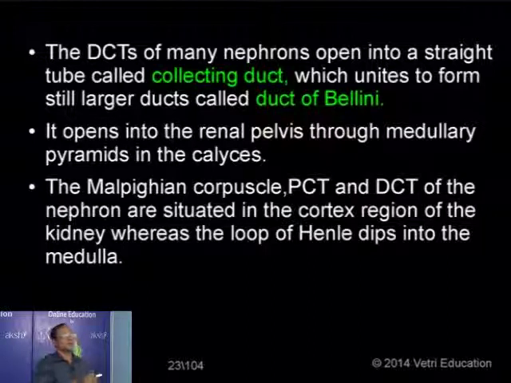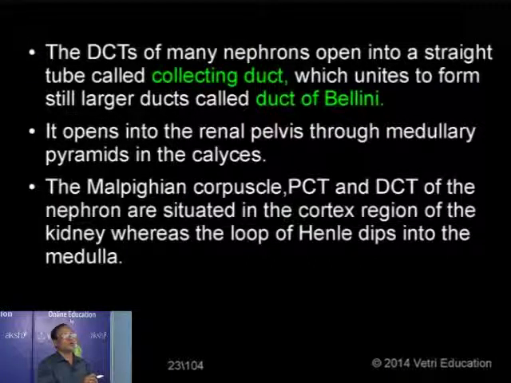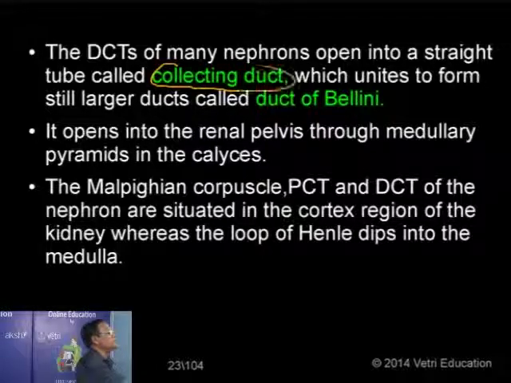So we have the last part of the nephron, what is actually called the collecting duct. The distal convoluted tubules of many nephrons open into a still larger duct, called the collecting duct or CD. It is present in the cortex and medulla, and accordingly we can have it in the outer medulla and the outer cortex. So let us see that later.